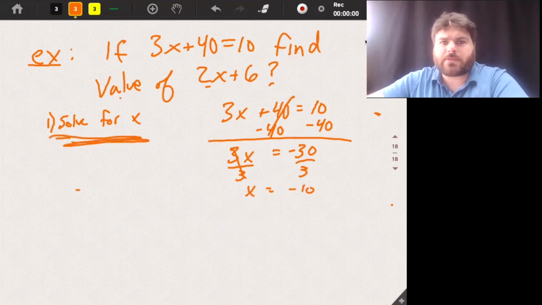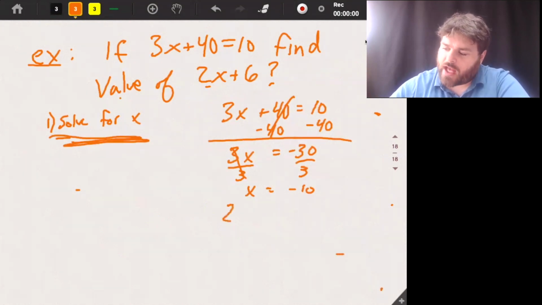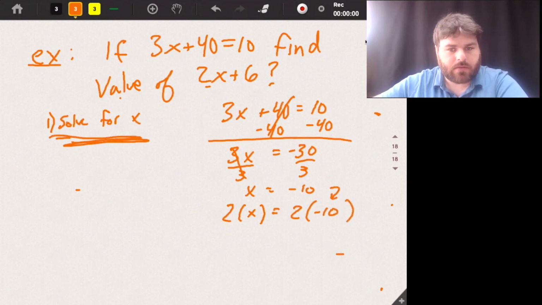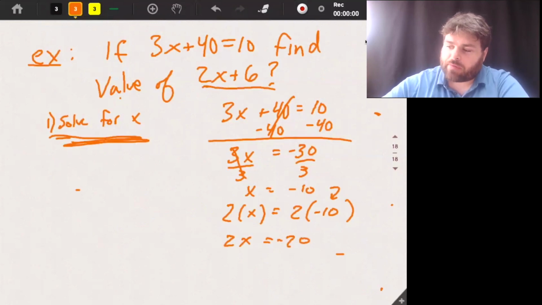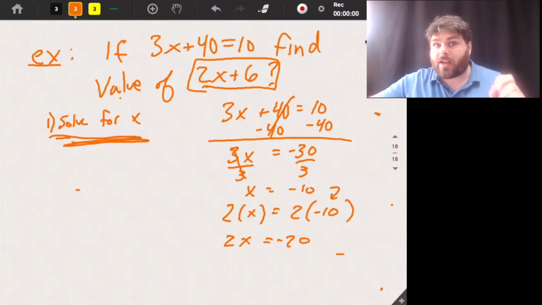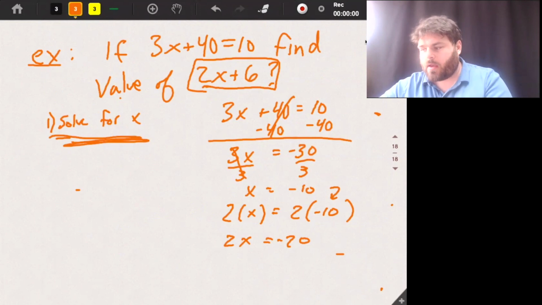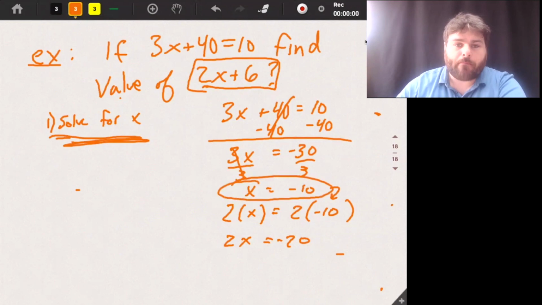Then I need to find what 2x plus 6 is. So one thing I can do is I can just use my algebra rules, right? I can multiply both sides by 2. Taking this equation, and I multiplied both sides by 2. That gives me 2x equals negative 20. Okay, now all I need to do is get plus 6, because what I want is I want that 2x plus 6 to be on the left side of the equation. Okay, that's my goal. If I'm finding the value of this 2x plus 6, I need it to say 2x plus 6 equals something. So what I'm doing is I'm building that. Okay, I had my solution here, but then I'm going to start building on top of that.